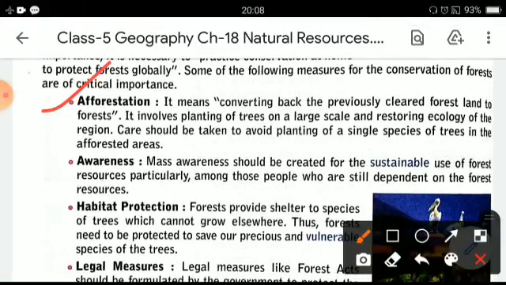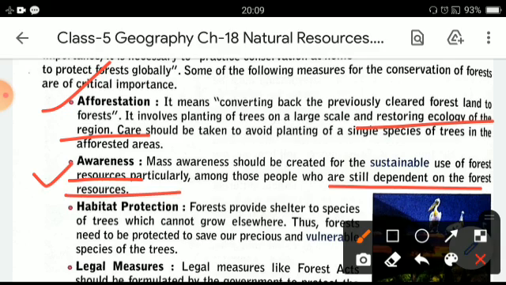First is afforestation. Afforestation means converting the previously cleared forest land back to forest again, and it involves planting trees on a large scale and it restores the ecology of the region. Then spreading awareness. Mass awareness should be created for the sustainable use of the forest resources. People should be made aware of the harmful consequences of cutting the forest, particularly those people who are still dependent on the forest resources.